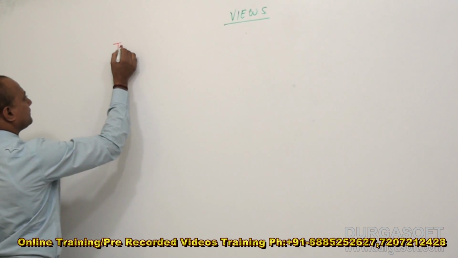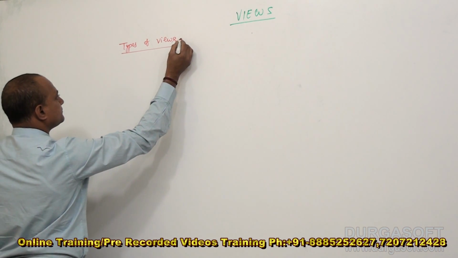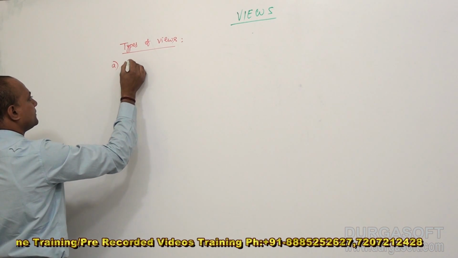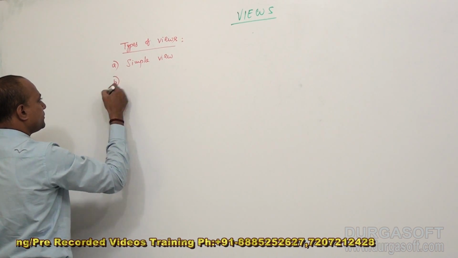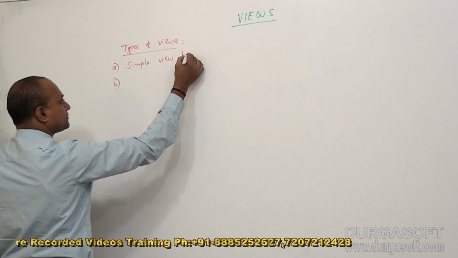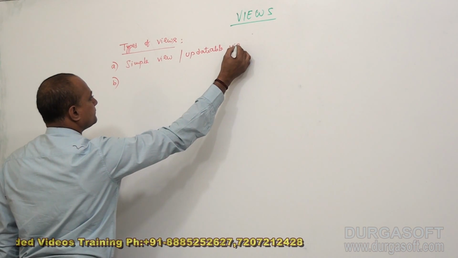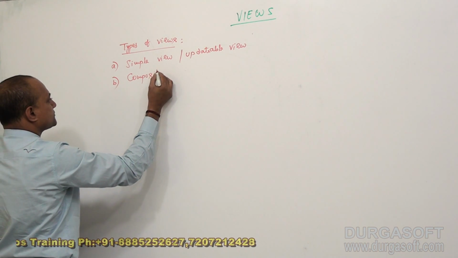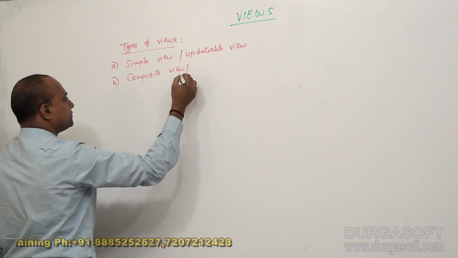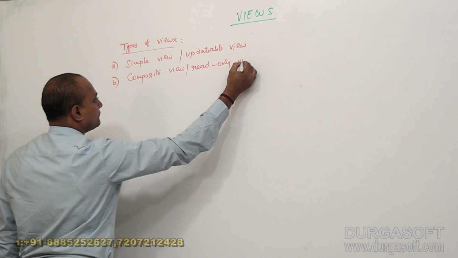What are the types of views? Next point is types of views. First one, simple view. Simple view is also known as updatable view. Next, composite view. Composite view is also known as read-only view.